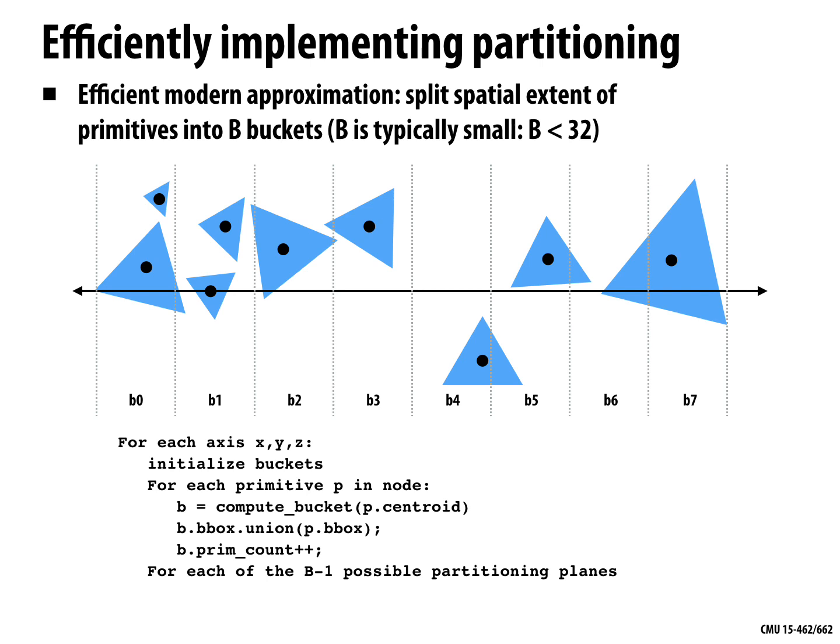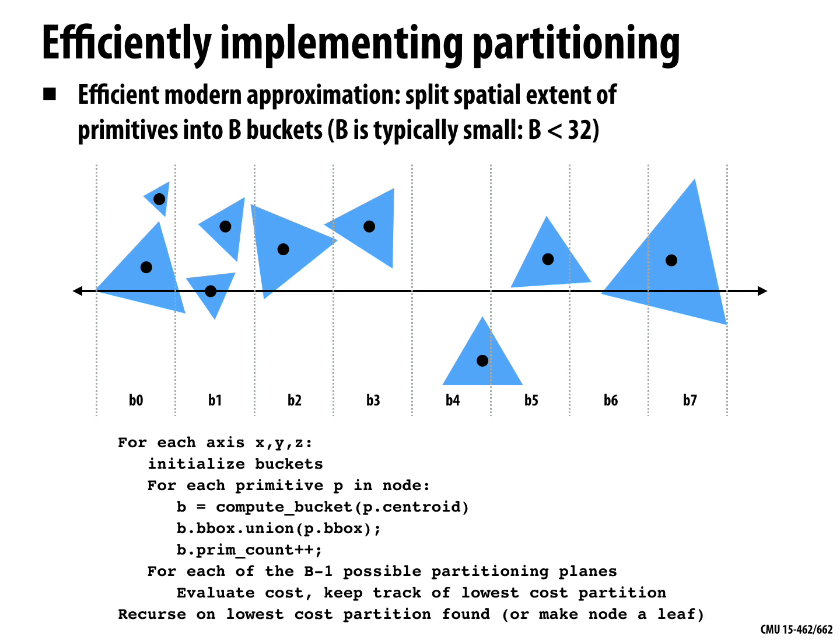Then for each of the possible partitioning planes, maybe each of the 32 possibilities, we evaluate the cost using our heuristic, our surface area heuristic. We keep track of which partition has the lowest cost, and that's the split that we use. And then we recurse on the lowest cost partition that we found. Or if we're down near the bottom of the tree, if we only have a few primitives left, we pick some target size, 4 or 8 or something, then we make a leaf node.